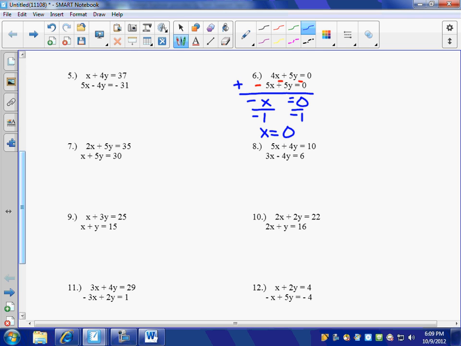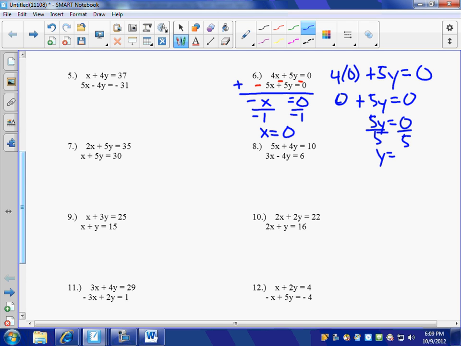I plug it back in. 4 times 0 plus 5 times y is 0. Or 4 times 0 is 0 plus 5y is 0. 0 goes away. I have 5y equals 0. Divide by 5. 0 divided by anything is 0. So as you can see, I have 0, 0 is my intersection point. So I thought that one might confuse you. But 0, 0 is okay. If you plug 0 in for the x and the y up above, it will work out.